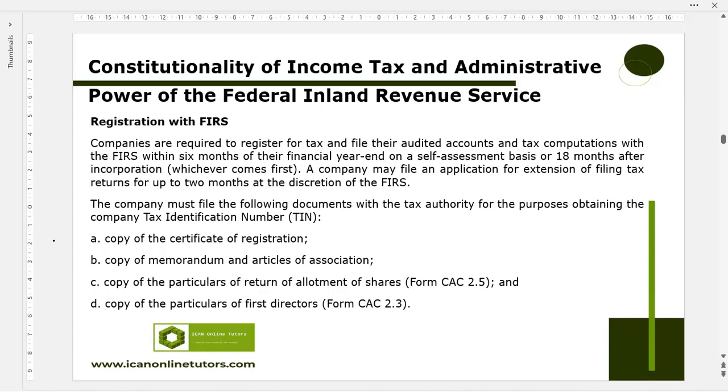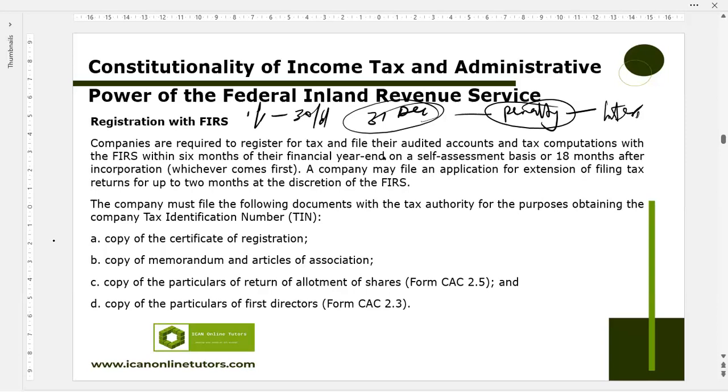So companies are required to register for tax and file their audited accounts and tax computations with FIRS within 6 months of their financial year end. And this was what I was explaining earlier, that for companies with 31st December year end, by 30th June 2023, their accounts will be due for filing. It is due between 1st January and 30th June, but it will become overdue after 30th June. And that's when penalty and interest start accruing.